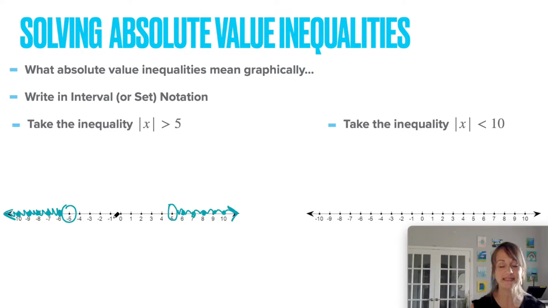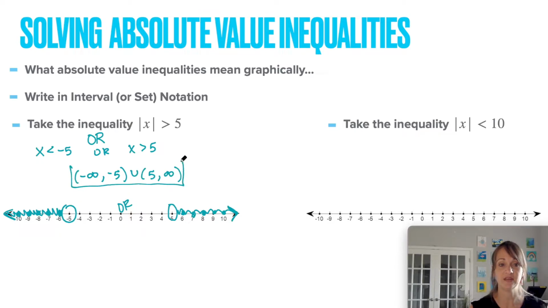So this actually ends up becoming an "or." Either x can be less than negative 5, or x can be greater than 5. You can write this as x is less than negative 5, or x is greater than 5. In interval notation, it would be everything from negative infinity to negative 5, union, everything from 5 to infinity. So that would be the interval notation.